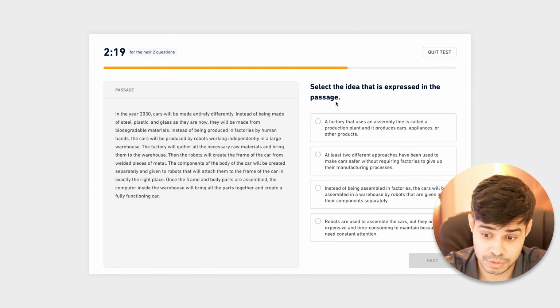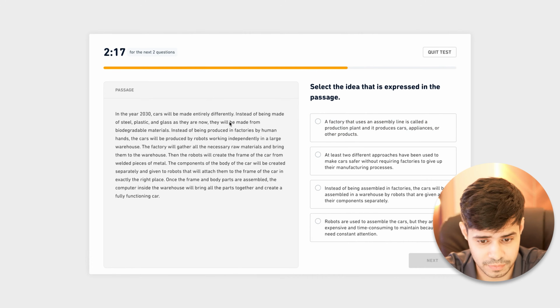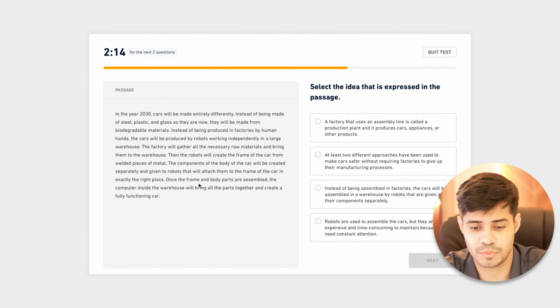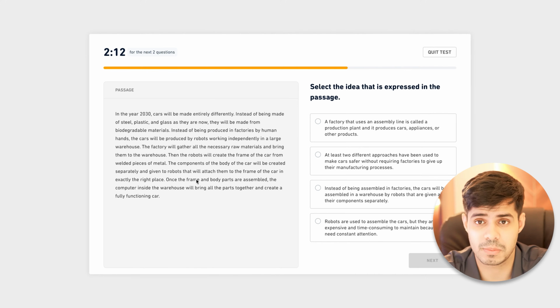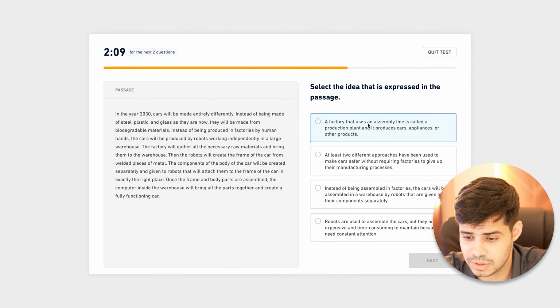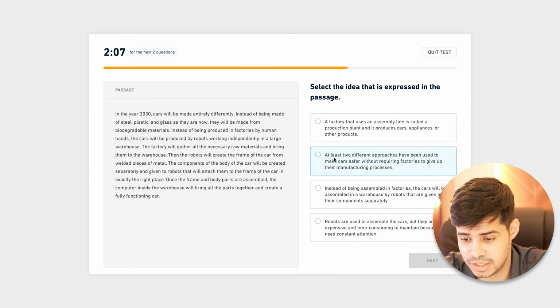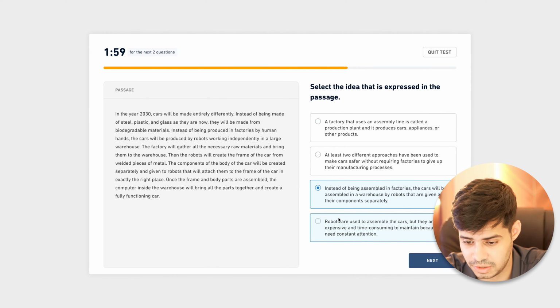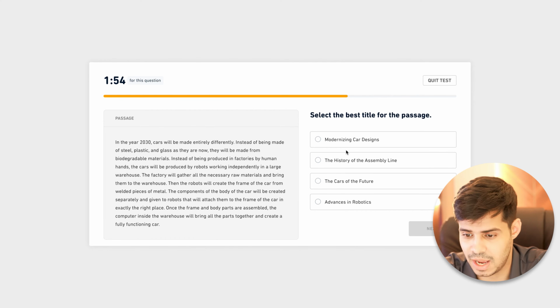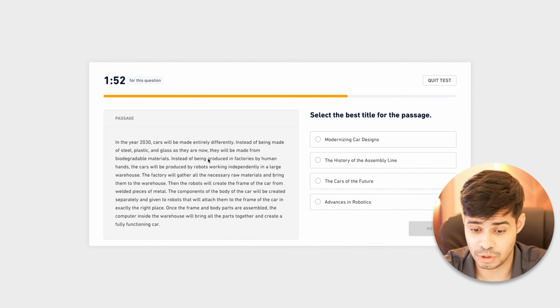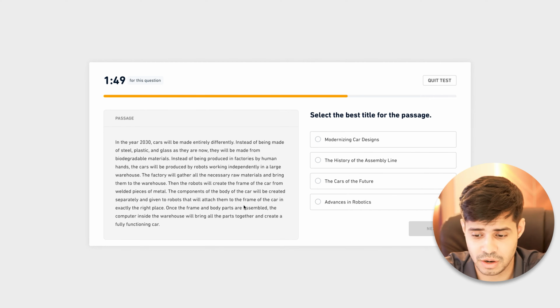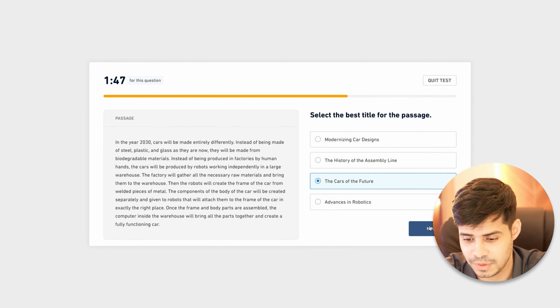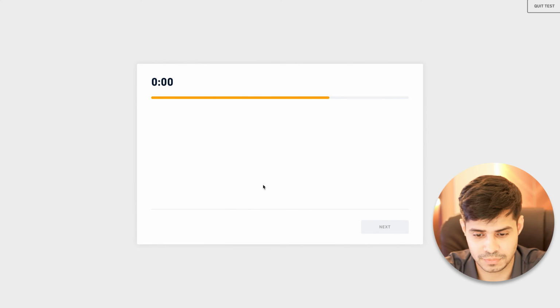Let's see, select the idea that is expressed in the passage. Okay, so the idea of the passage is that cars will change and this is how they will be made, right? Instead of being assembled in factories, the cars will be assembled in a warehouse by robots that are given all their components separately. This looks like it. All right, perfect. And the title for the passage, this question we also talked about. The major part was, again, the cars of the future. So I will select that one. All right, let's move on.